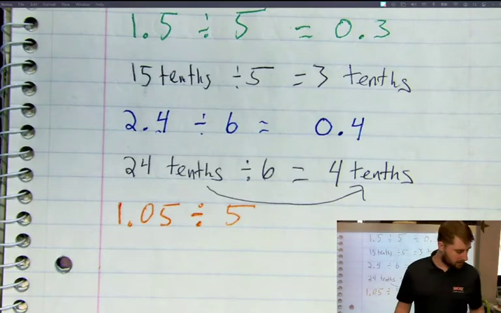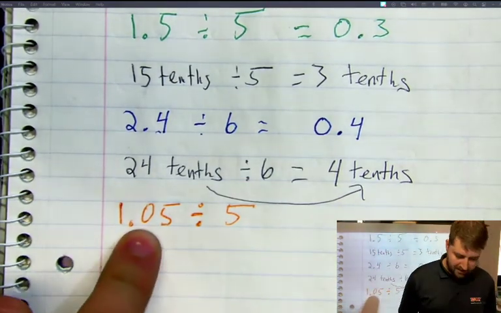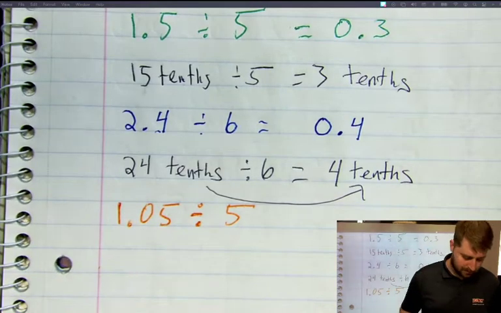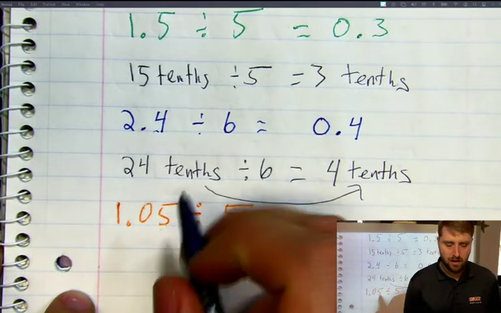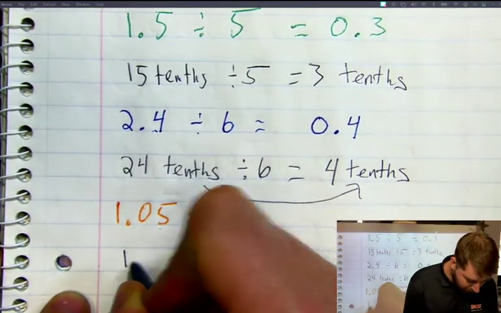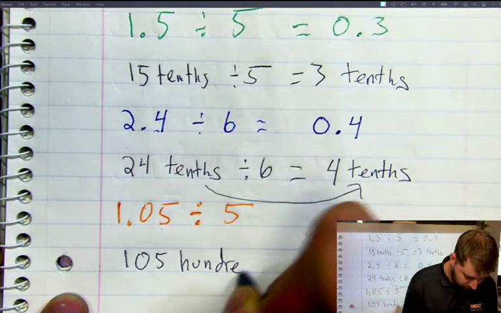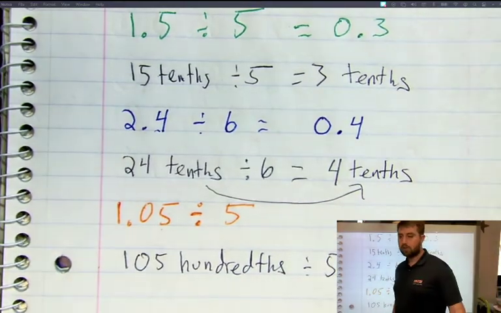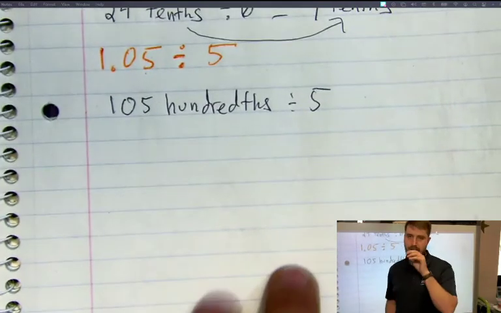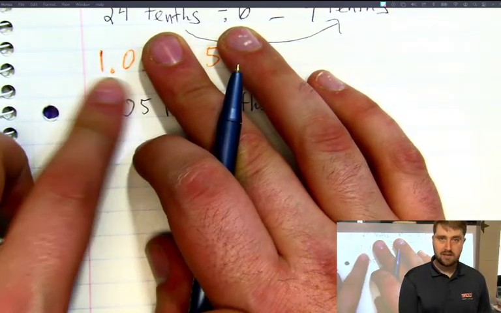So I want us to decompose, and decompose, of course, just means break apart. 1.05, and there are 2 different ways that we could write this. Sorry, I think I just said 1 and 5 tenths. I meant 1.05. We could write 105 hundredths divided by 5. Or, if we cover up that 5, that is 1. Or it is 10 what? 10 tenths.